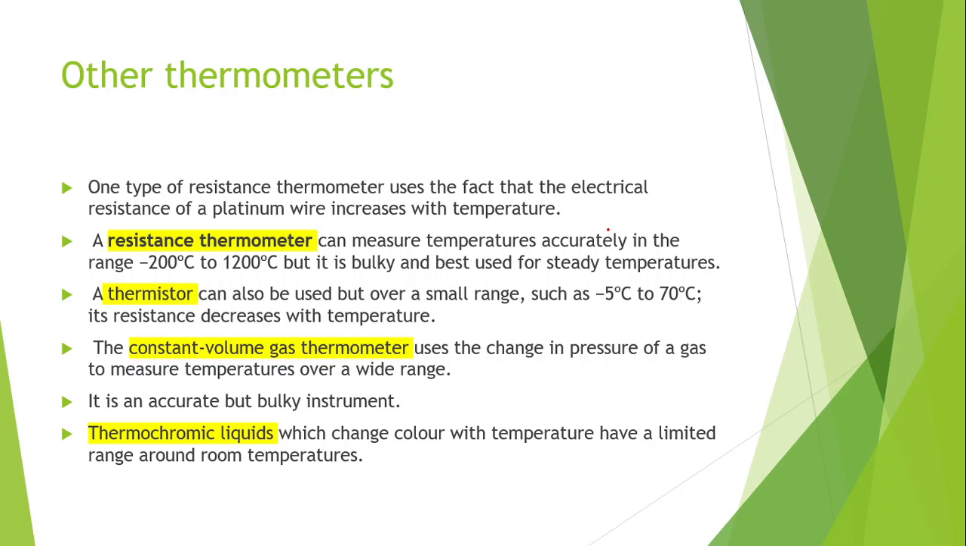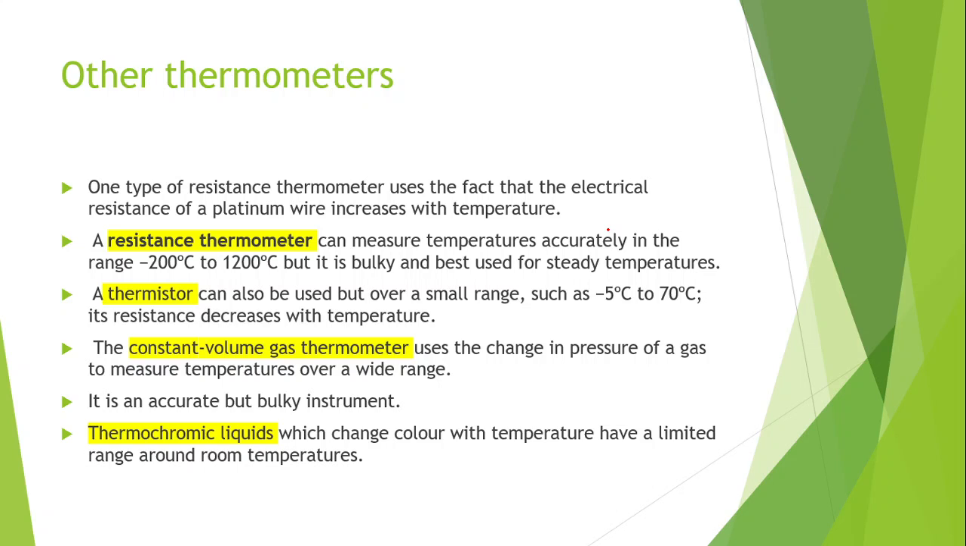There are different types of thermometers. One type is a resistance thermometer, which uses the fact that the electric resistance of a platinum wire increases with temperature. A resistance thermometer can measure temperatures accurately in the range of minus 200 to 1200, but it is bulky and best used for steady temperatures. A thermistor can also be used, but it is over a small range.